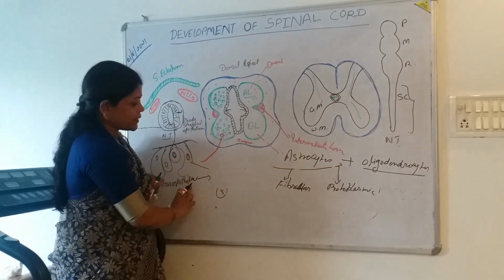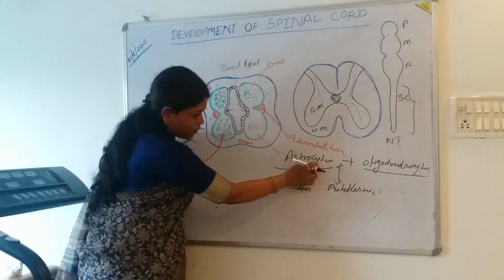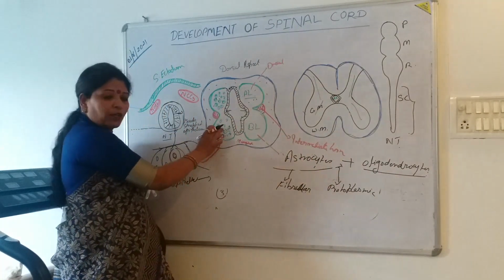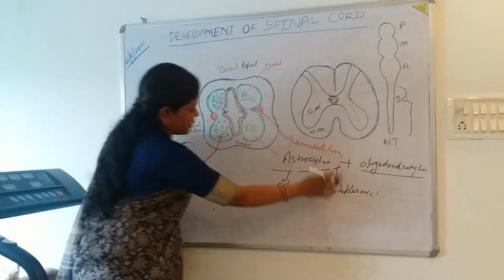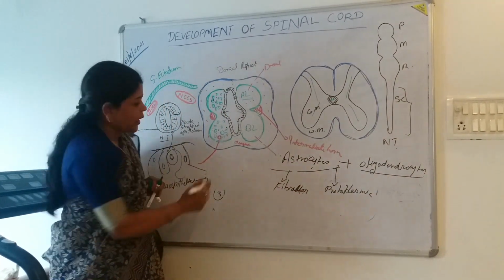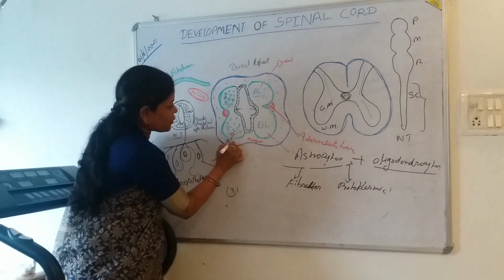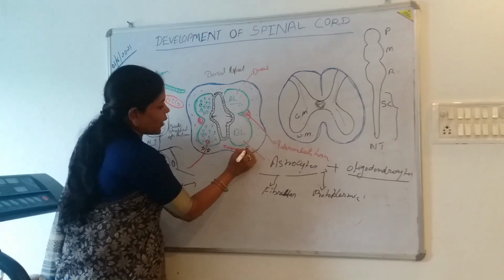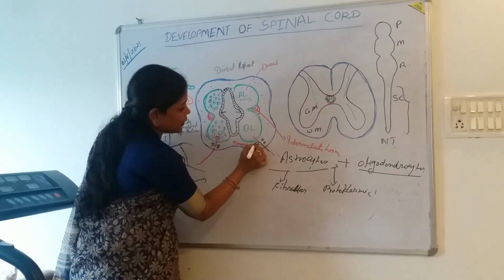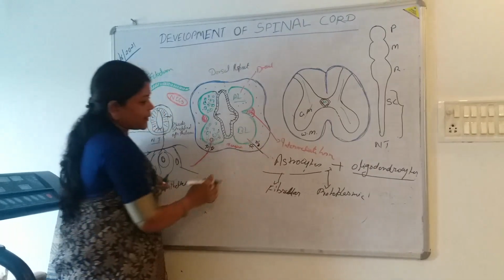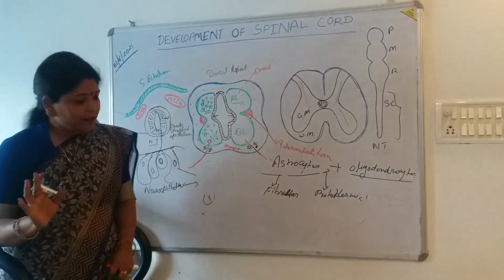The neuroepithelial cells, which give rise to the spongioblast cells, which give rise to the astrocytes, will migrate into the mantle layer. Okay? And the oligodendrocytes, what will they do? They are present on either side of the axons, in the marginal layer. Suppose this is the axon, and the oligodendrocytes are present by the side of these axons which are present in the marginal layer.